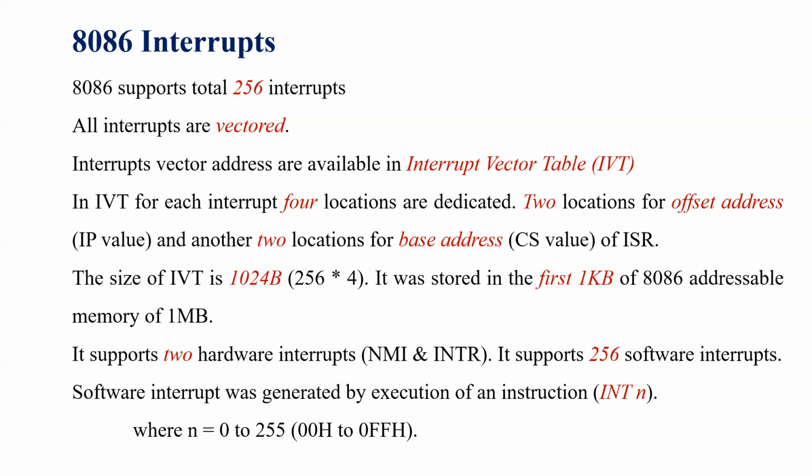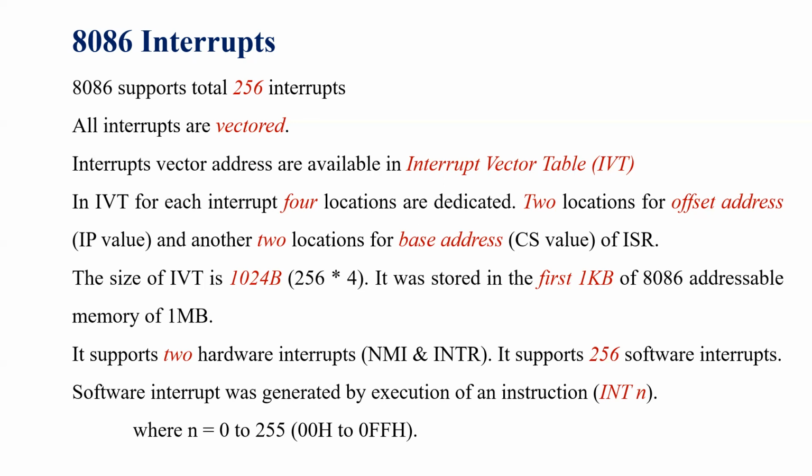Then what should be the size of the IVT? No doubt it is equal to 1024 bytes, because we know that the total interrupts supported by the processor is 256, and for each interrupt we dedicate 4 locations. So 256 times 4 is equal to 1024. This is the size of our IVT. Where is it stored? It is stored in the first 1 kilobyte of the 8086 addressable memory of 1 MB. We know that our 8086 supports 1 MB of memory. In that, the first 1 kilobyte of memory is dedicated to the interrupt vector table, IVT.